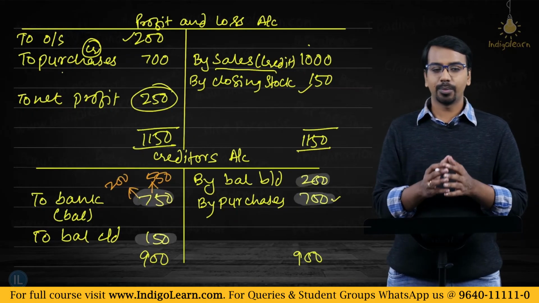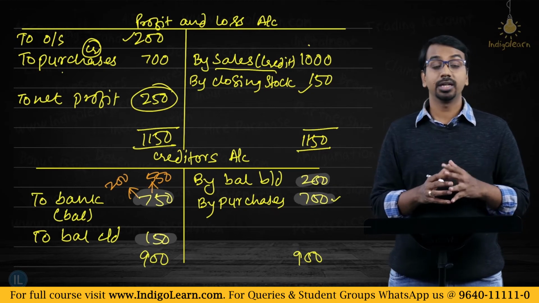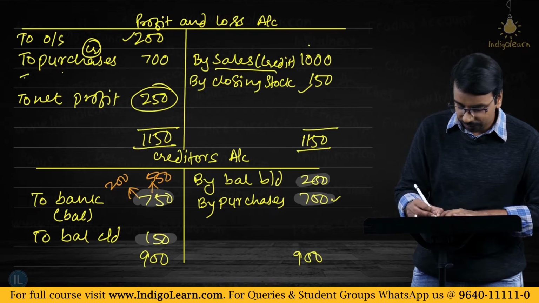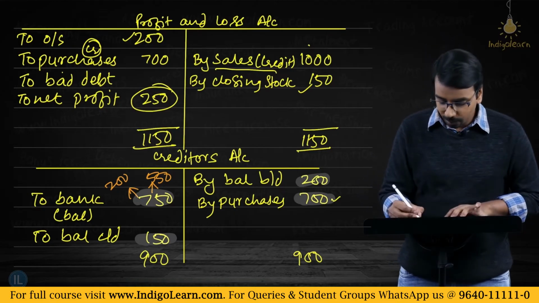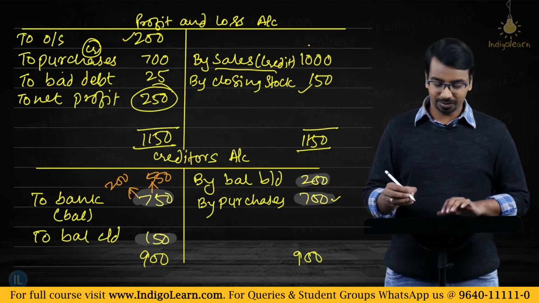So continuing with our example, purchases are on credit, sales are on credit, our net profit is 250. Now let's add one more item. What is that item? Let's say we have a bad debt. A particular customer did not pay us the amount, the bad debt amounted to 25.